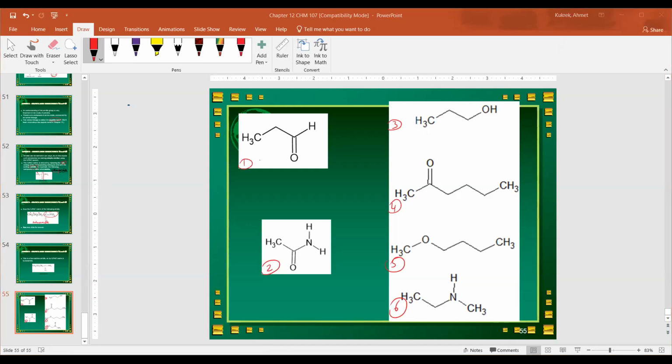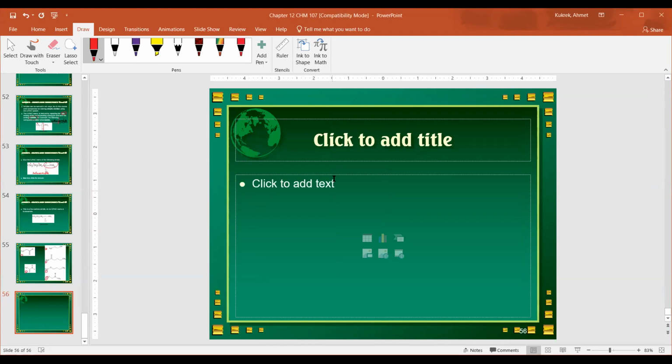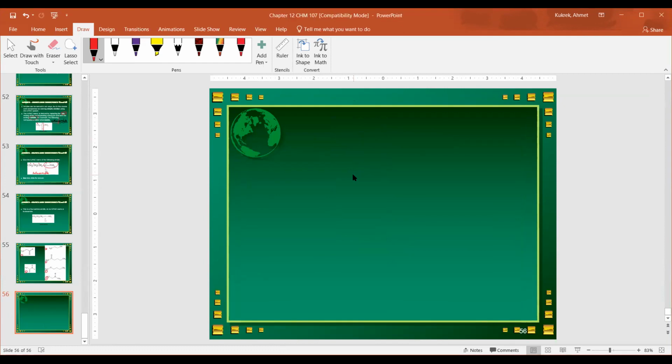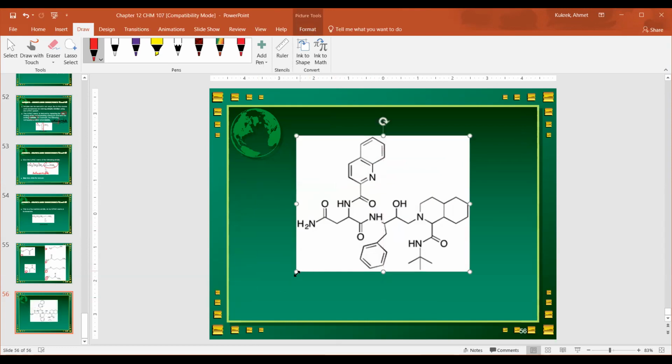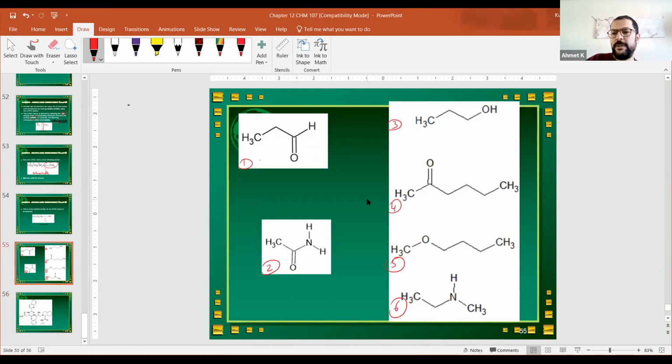Which one is the aldehyde? Hmm. Which one is aldehyde, everyone? You forgot everything we learned? The first one, I think. Yeah, number 1, right?